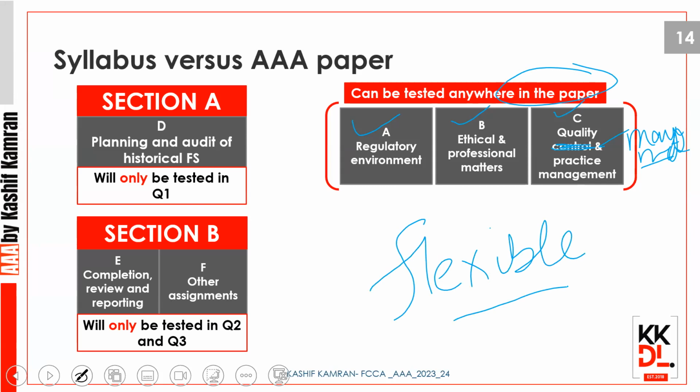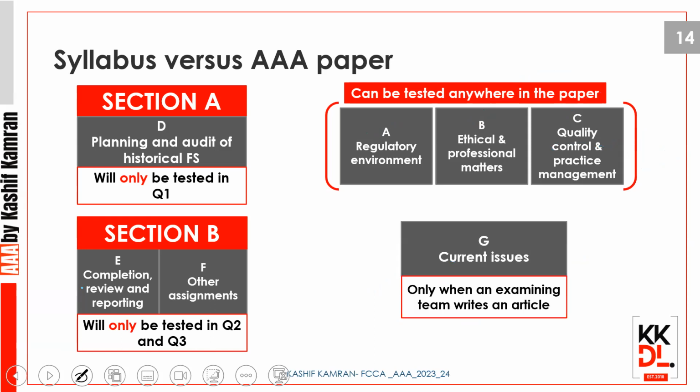We have seen so many instances in past papers where syllabus area B has come in section A as well as in section B. We have seen so many past papers where quality management and practice management were in section A as well as in section B, and sometimes only in section B, not in section A. And the same goes with the regulatory environment. So many instances where regulatory environment is in A and B both, and sometimes only in B, not in A. So they're flexible syllabus areas. I hope you're getting clarity on that. And then comes the last one, syllabus area G, current issues.